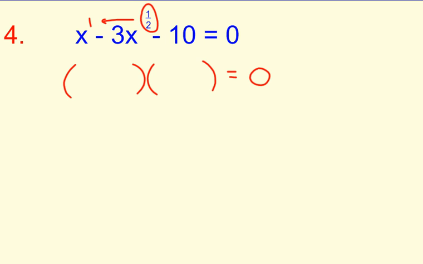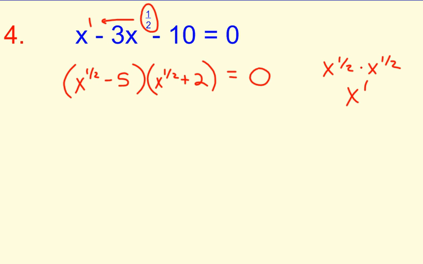So when I make my 2 parentheses, I'm looking for factors of x to the first. Well, hopefully you see that that'd be x to the 1/2 times x to the 1/2. Again, same base, we add those exponents, so it does multiply to make x to the first. And then I'm looking for factors of -10 when added together make -3. That would be -5 and a +2.